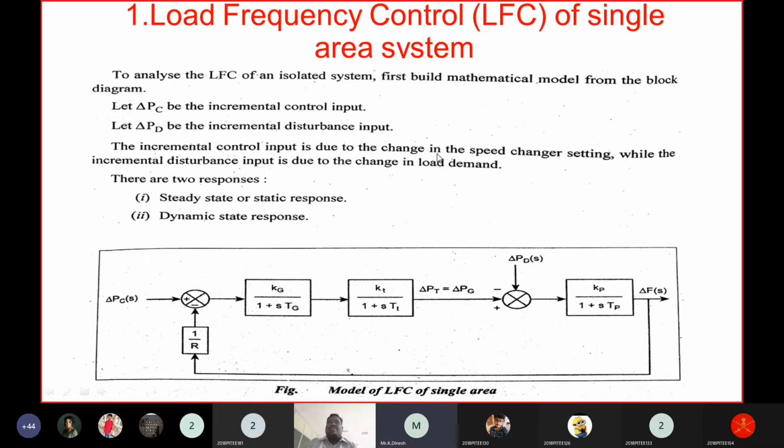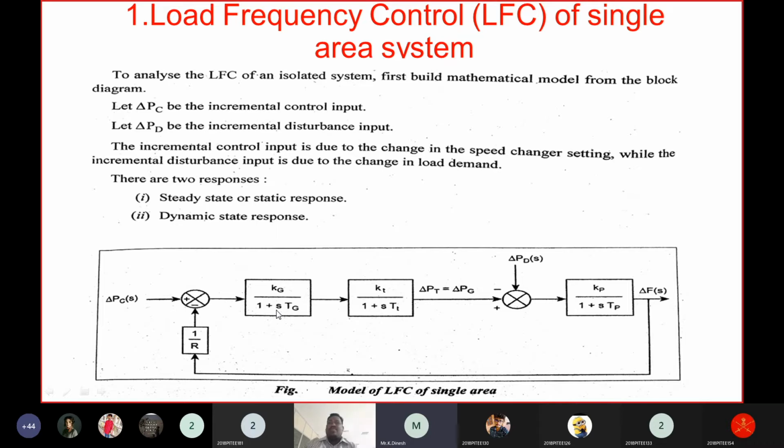Based on disturbance responses, we have 2 types: one is steady state or static response, and second is dynamic response. Here we have the error detector. The input is del PC, the control input, which I am controlling with the help of my error detector. Next I am connecting the generator unit. The generator, as you found in unit number 1, is KG by 1 plus S TG, the time response of order one.